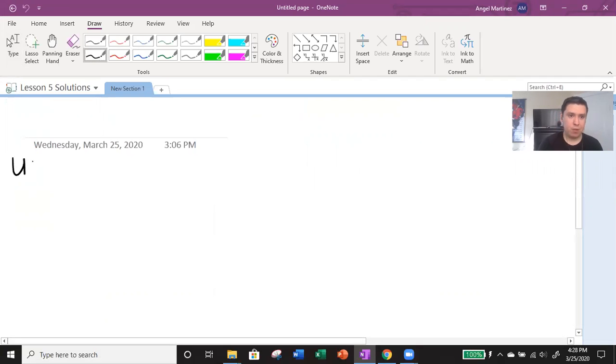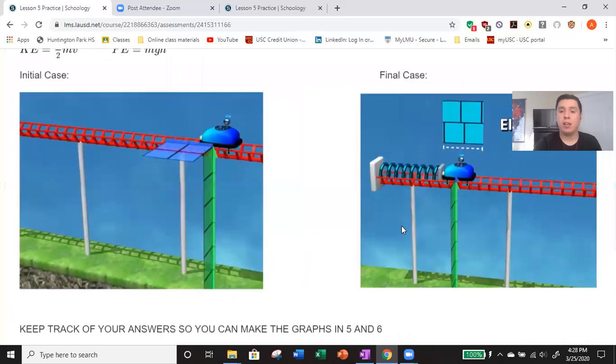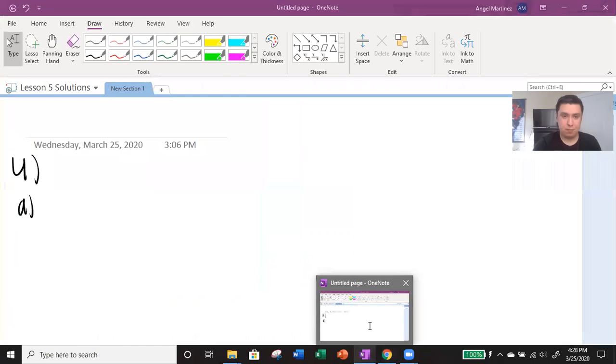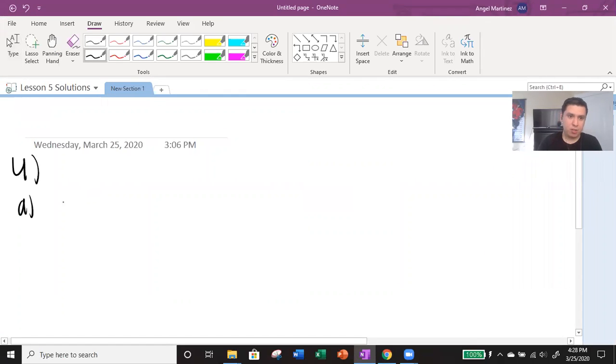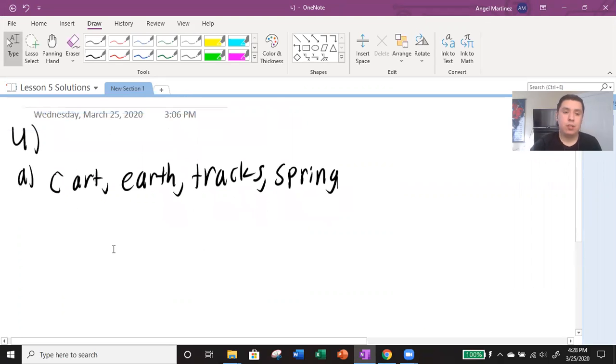So this is 4. Now we're gonna do A. The parts of the system of the roller coaster, in this scenario, there's the cart, the earth for the gravity, the track, and then this time the spring, because the spring is what stops the coaster. So the parts are the cart, the earth, the tracks, and the spring.